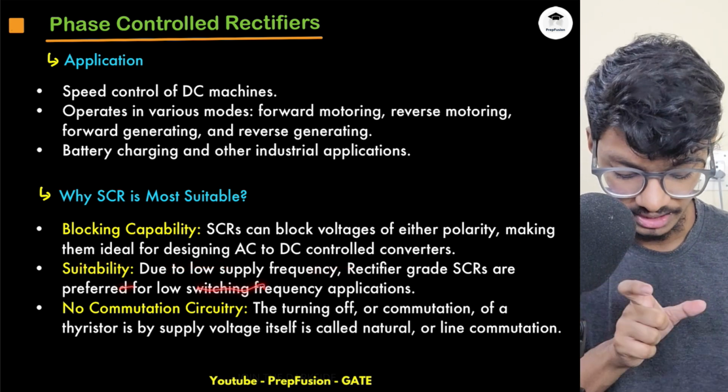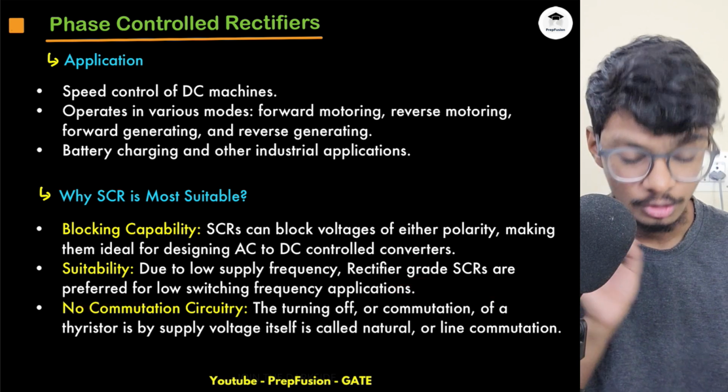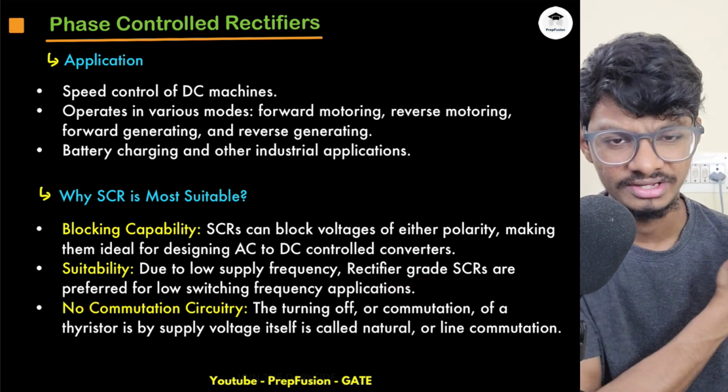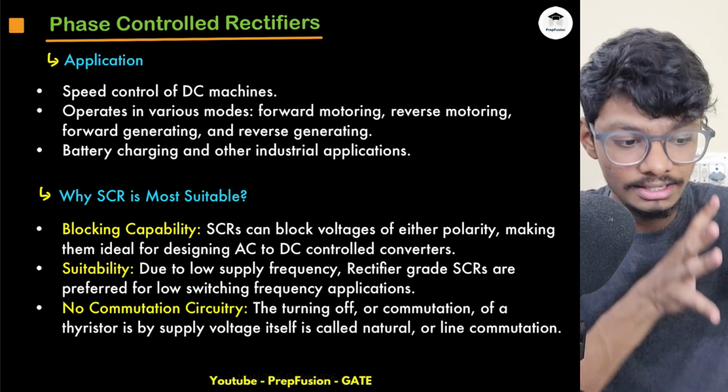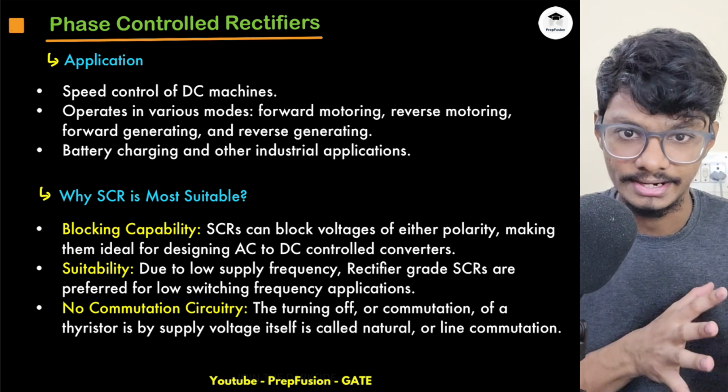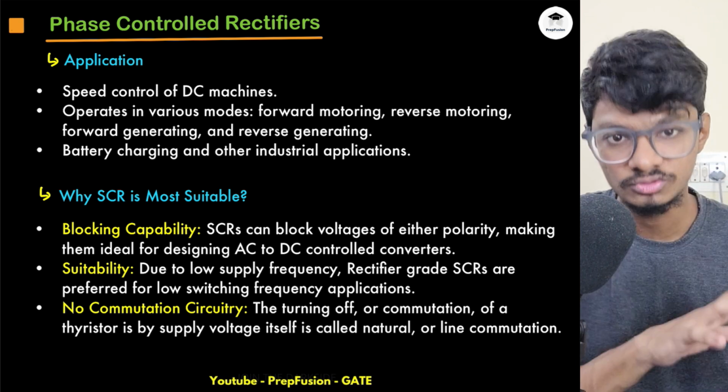Suitability: due to low supply power, rectifier grade SCRs are preferred for low switching frequency applications. So a supply is of 50 Hz. In the US it is 60 Hz. So it is low frequency, right? It is not high frequency. So we don't need that fast switching frequency. And SCRs are not that great for high switching frequency applications.